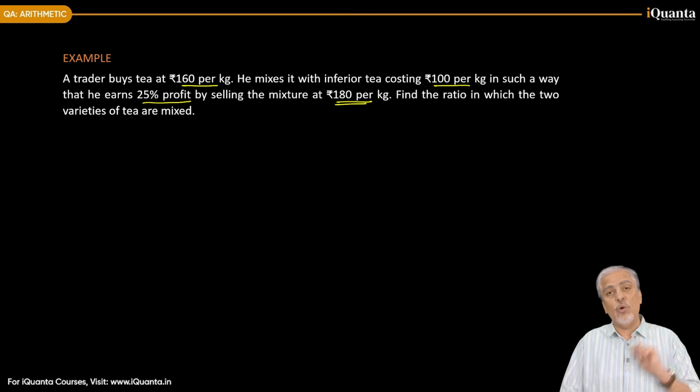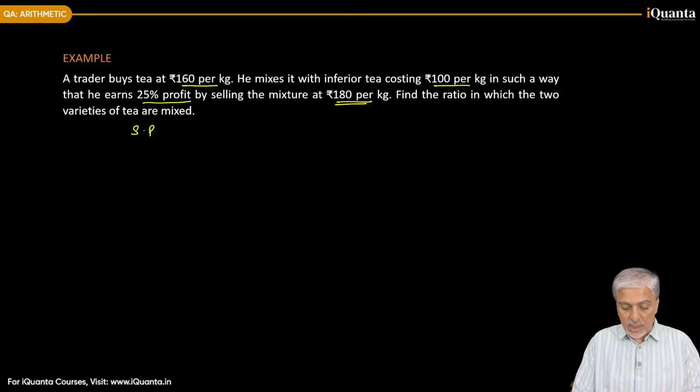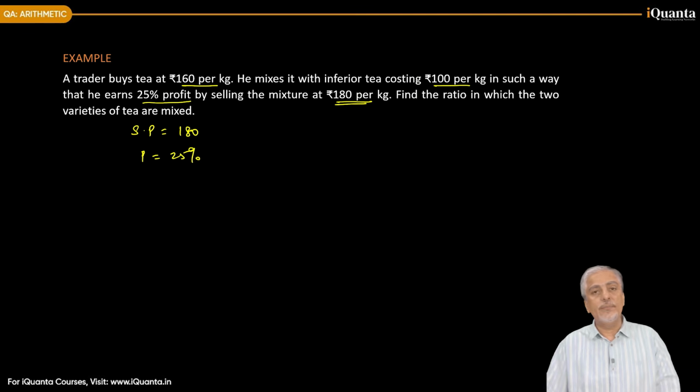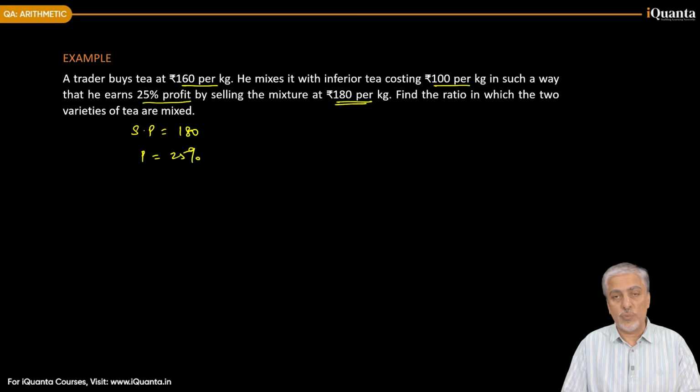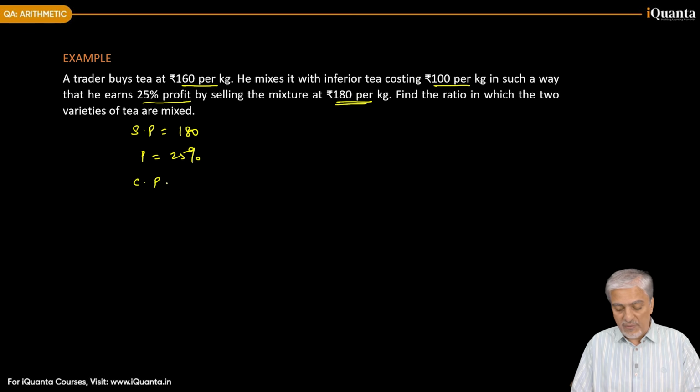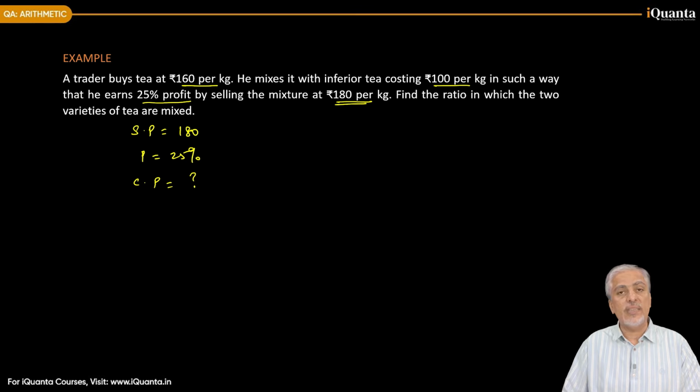So we need to find in what ratio we mixed them. It's better to start the question in reverse. That's a very important trick in this question. The selling price was 180 and the profit was 25%, right? Now, we first want to find his cost price, because he has mixed. We want to find the average cost price.